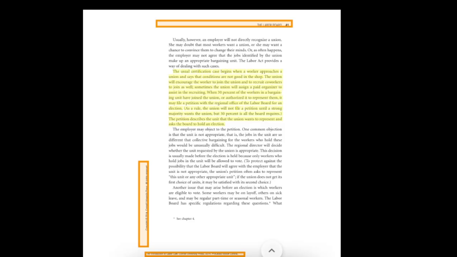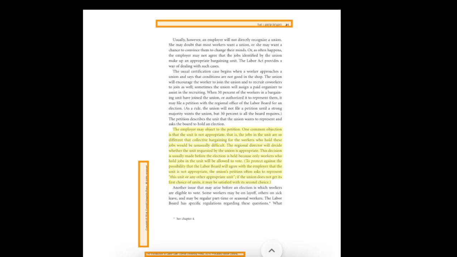As a rule, the union will not file a petition until a strong majority wants the union, but 30% is all the board requires. The petition describes the unit that the union wants to represent and asks the board to hold an election. The employer may object to the petition. One common objection is that the unit is not appropriate. That is, the jobs in the unit are so different that collective bargaining for the workers who hold these jobs would be unusually difficult. The regional director will decide whether the unit requested by the union is appropriate.